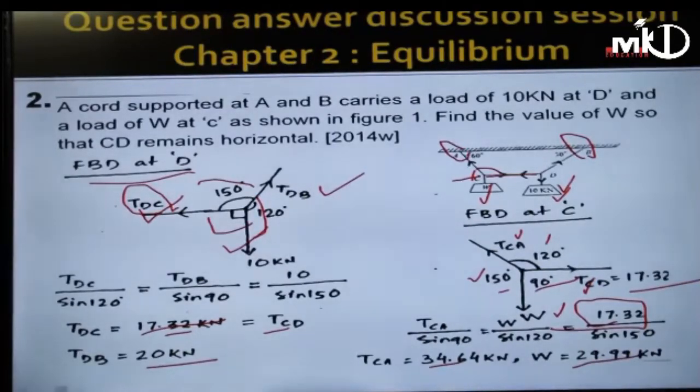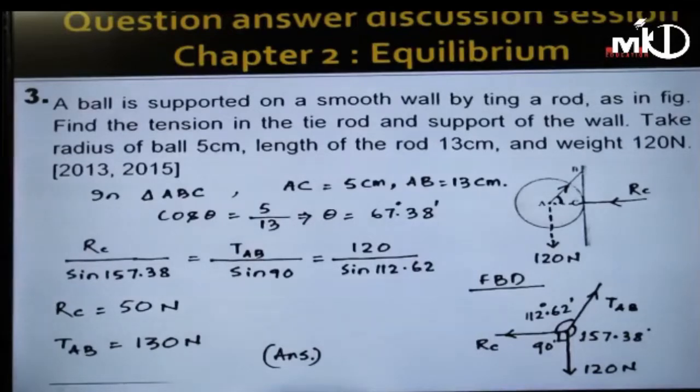So now come to the next question. A ball is supported on a smooth wall by tying a rod as in the figure. Find the tension in the tie rod and the support of the wall. Take radius of the ball 5 cm, length of the rod 13 cm, weight 120. So friends, you see this is the ball. It is supported by means of a tie rod. AB is the tie rod. It is hanged from point B, and this is the point of support C. That's why a reaction comes, RC, which is perpendicular to the wall.